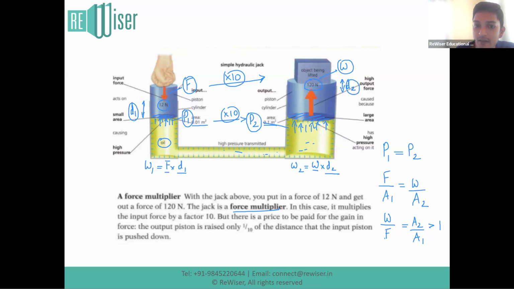In other words, if you were initially able to apply a force to push the piston down, let's say by 10 meters, the object of weight 120 Newton will just move over a distance of 1 meter. That's it. So F by W will be equal to D2 by D1. This is how energy is conserved in this interaction.